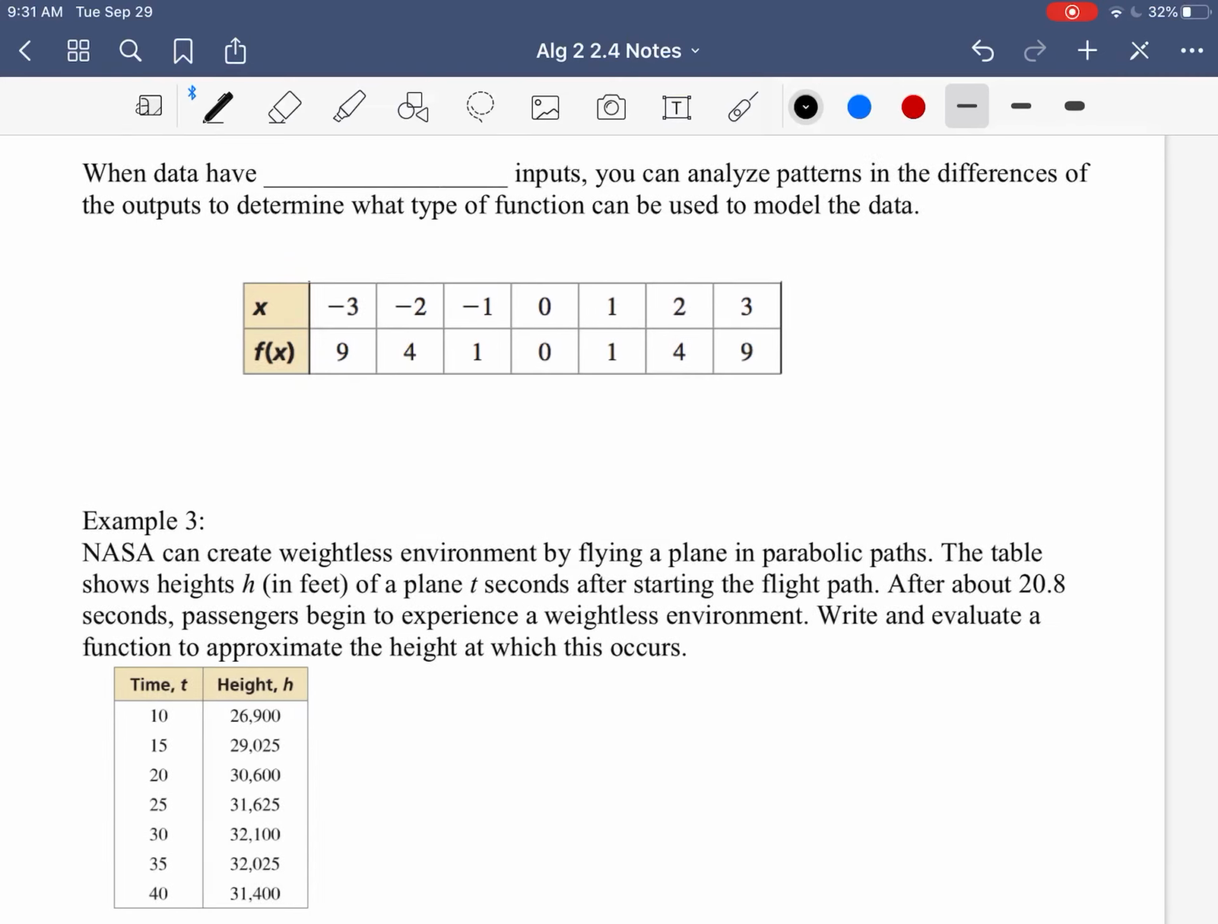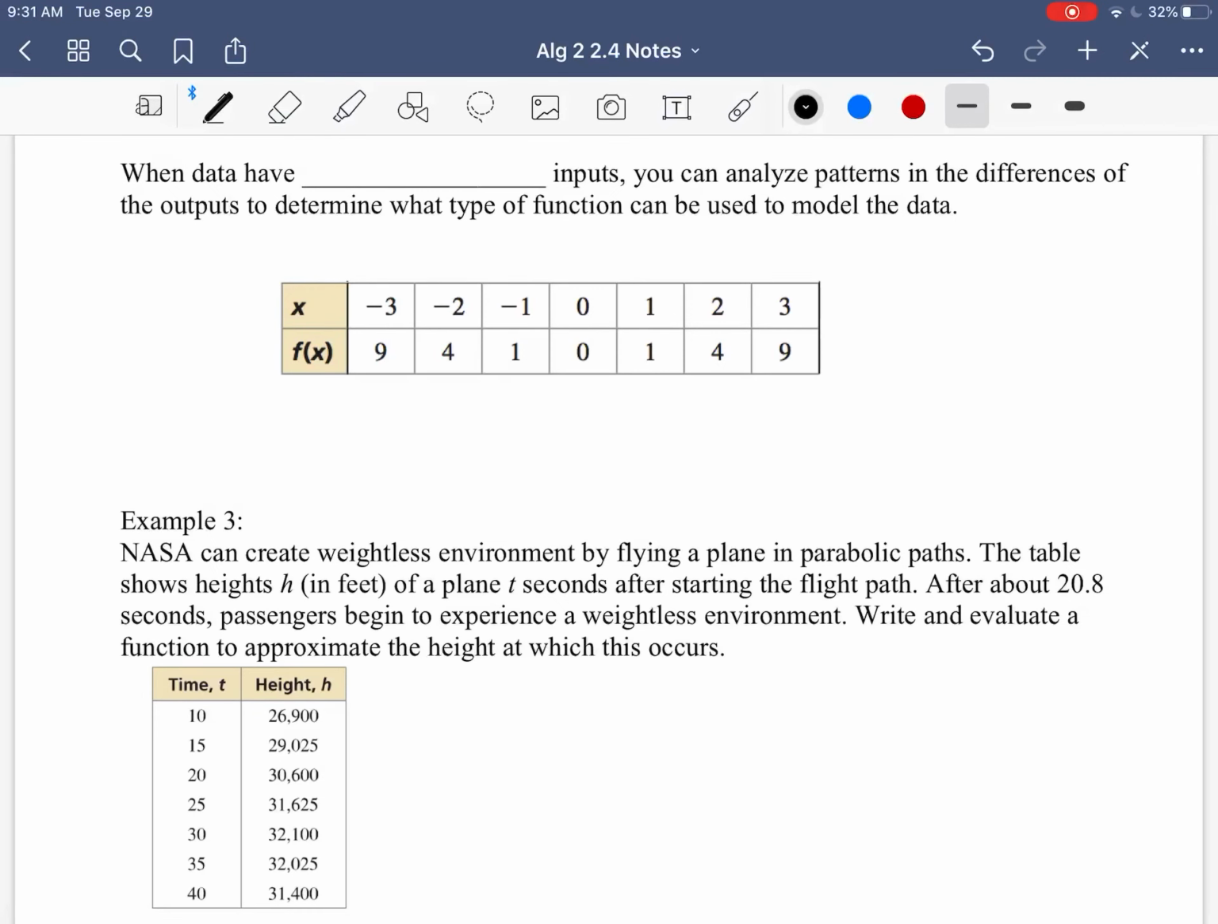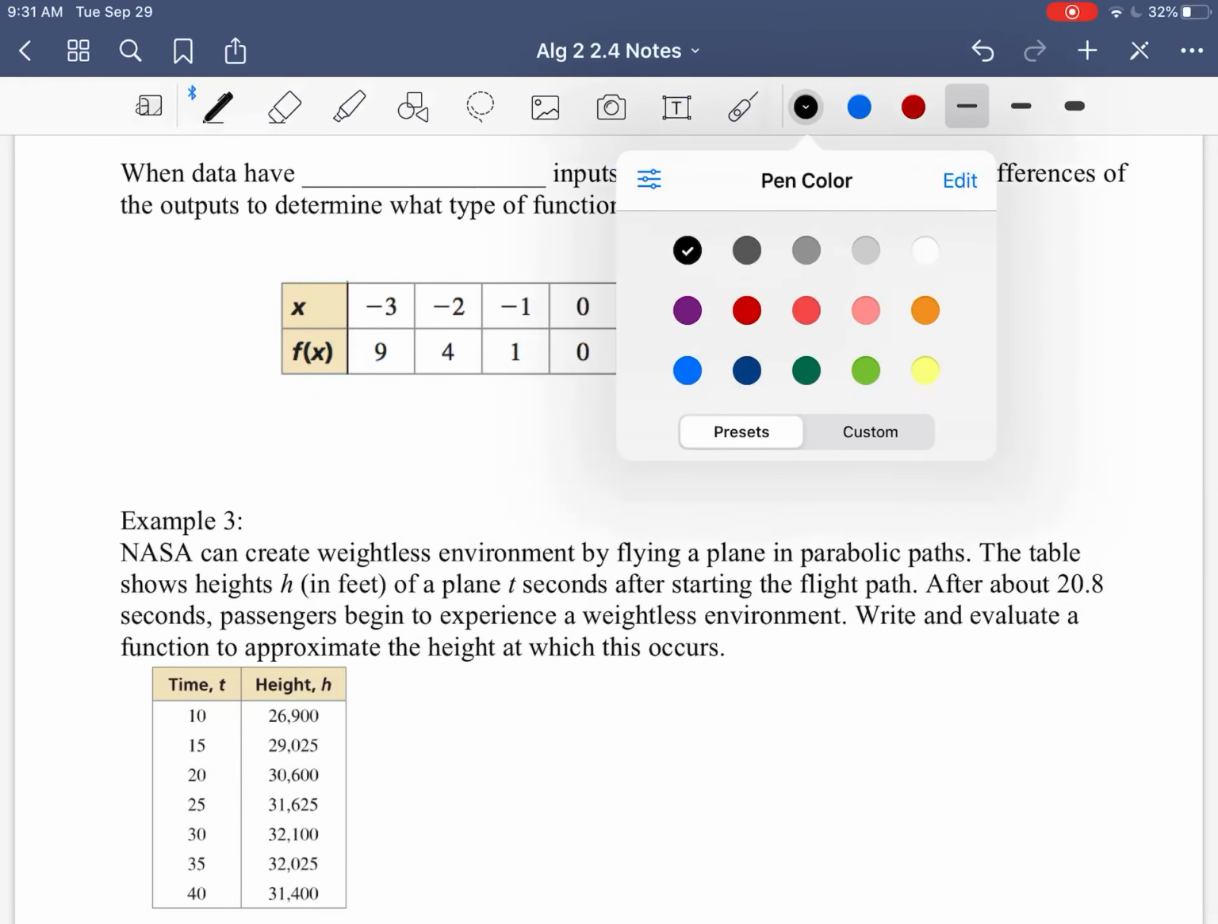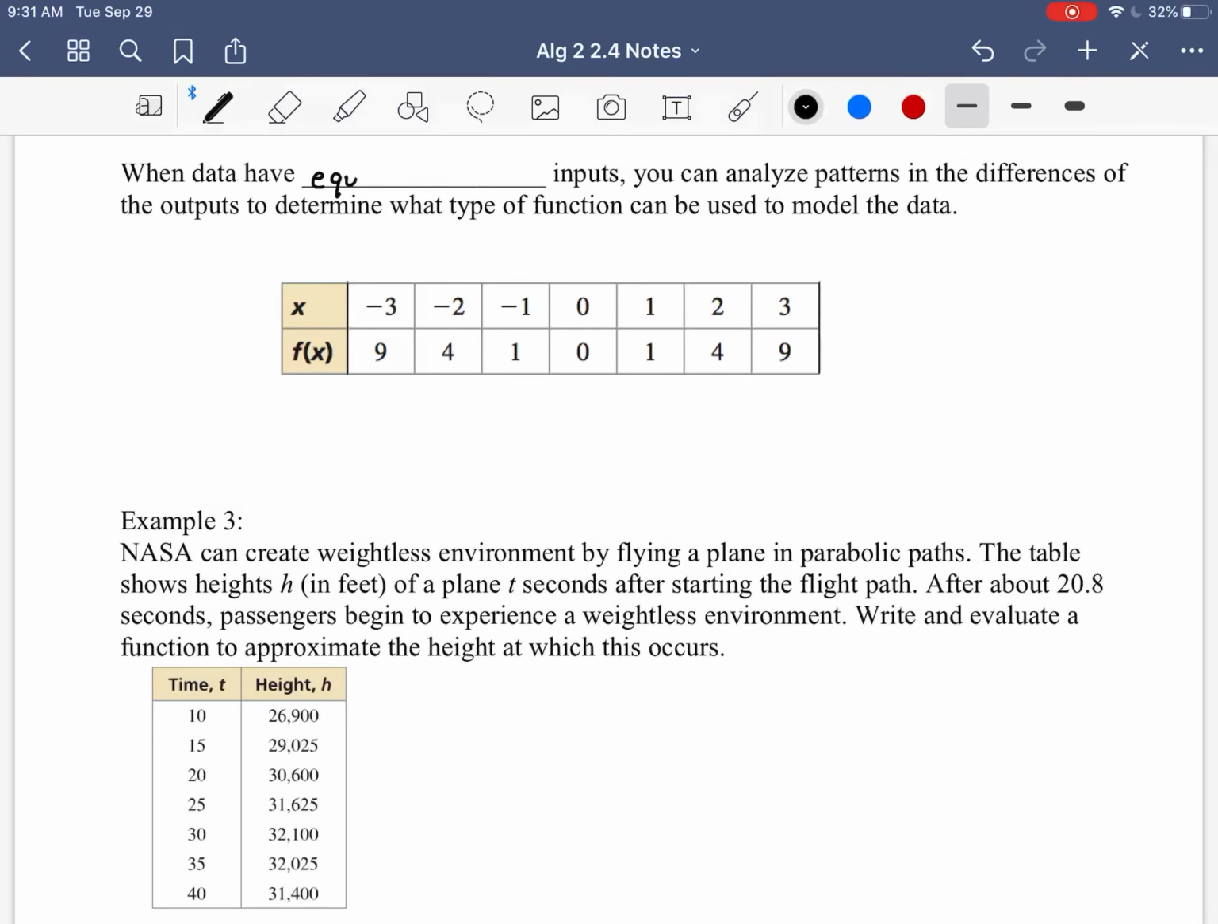Okay, so now we're going to look at data and determine, can I tell just from looking at a table or given information about a data set whether it's going to be quadratic or not, or quadratic would be a good fit? If you remember from the linear section, when data has equally spaced inputs, meaning it goes up by the same amount each time, like here, each one of these goes up by 1, then you can look at the differences, or the subtractions, between these outputs and determine whether this is going to be quadratic or not.